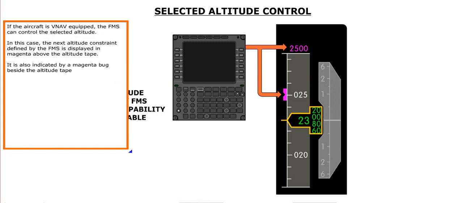If the aircraft is VNAV equipped, the FMS can control the selected altitude. In this case, the next altitude constraint defined by the FMS is displayed in magenta above the altitude tape. It is also indicated by a magenta bug beside the altitude tape.